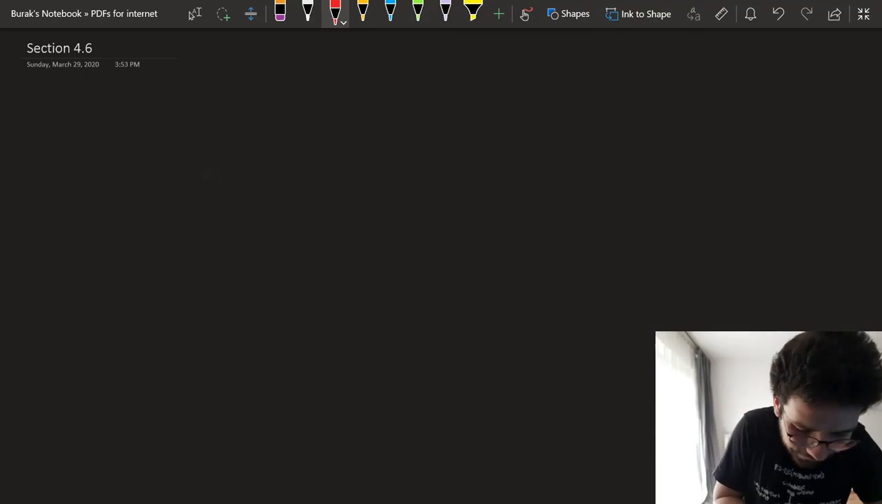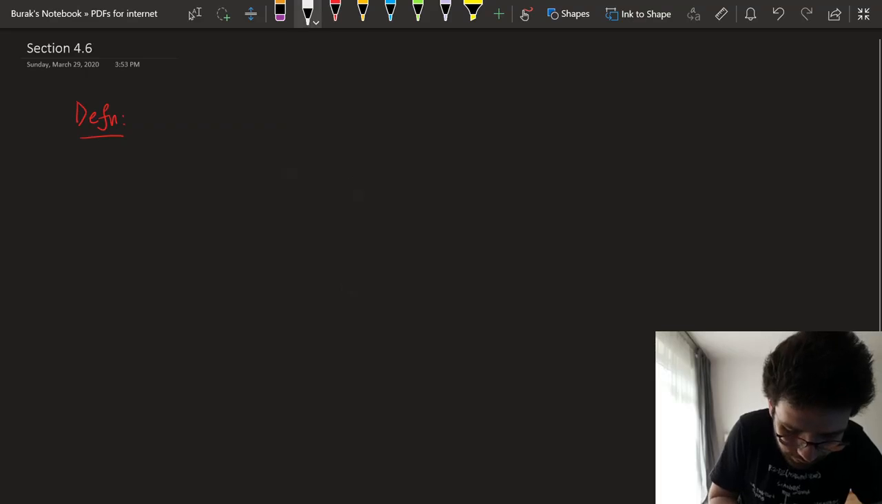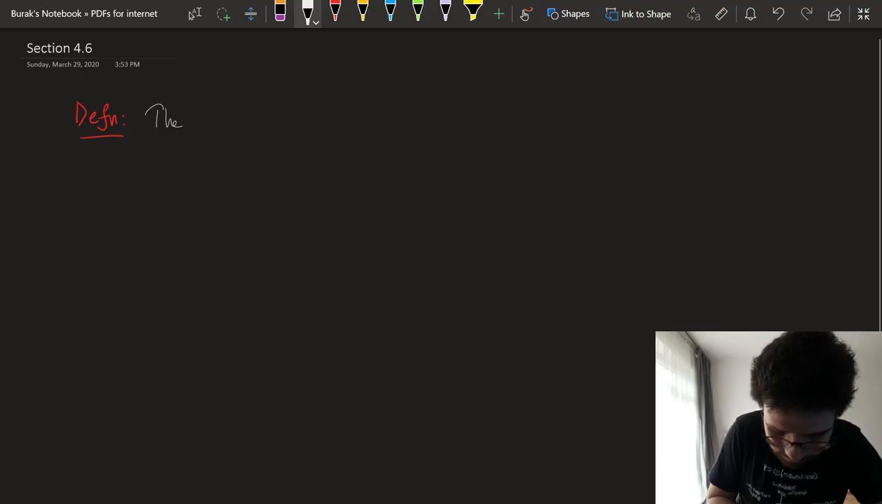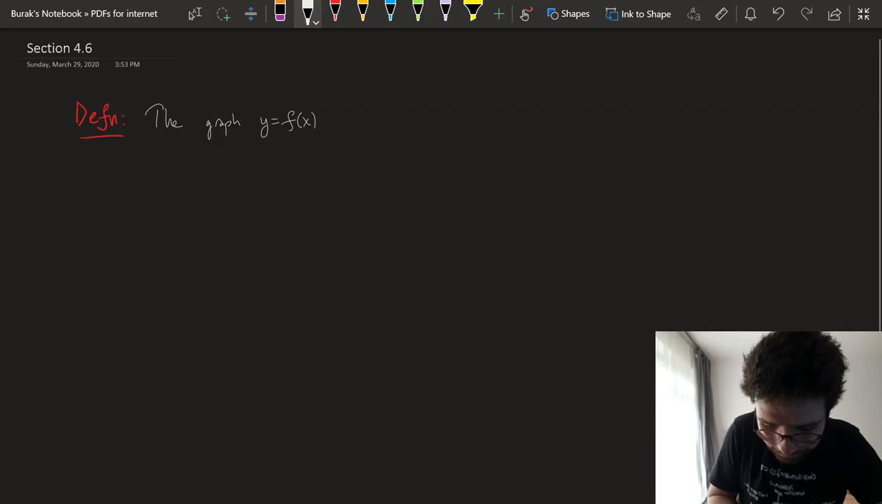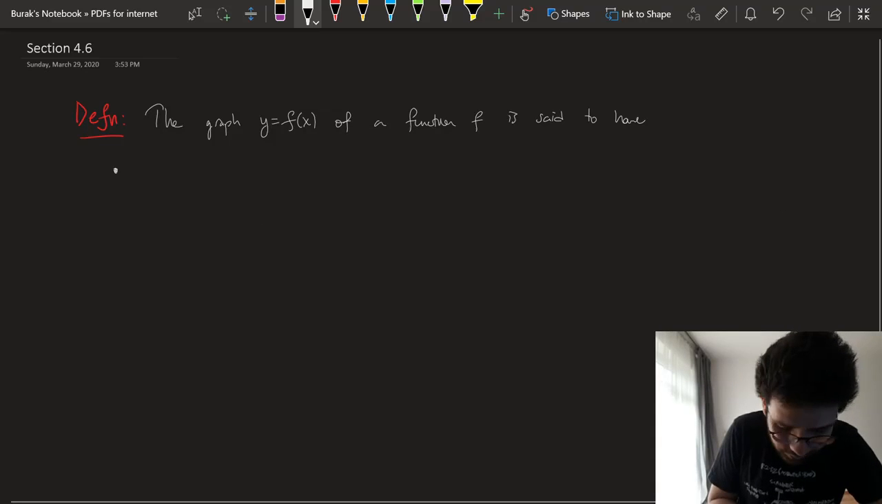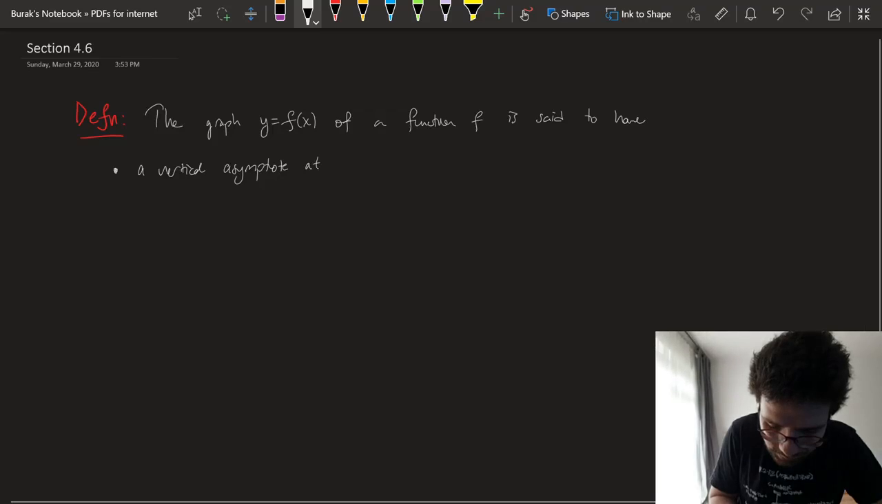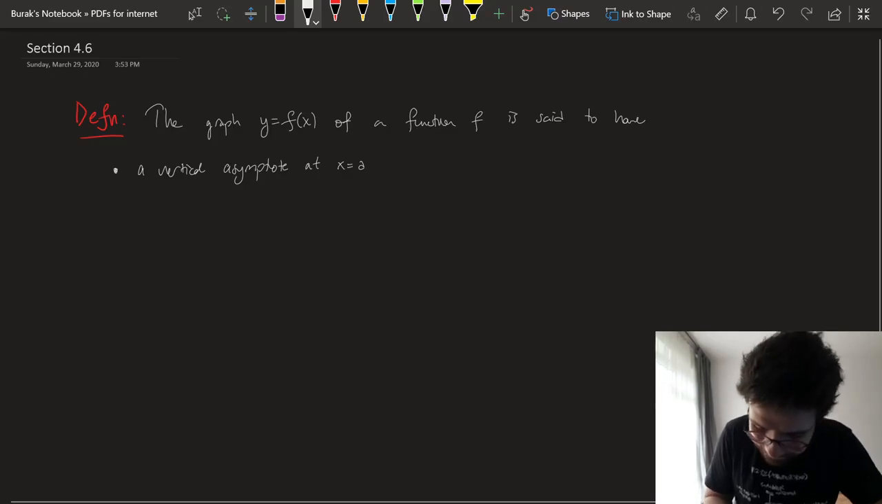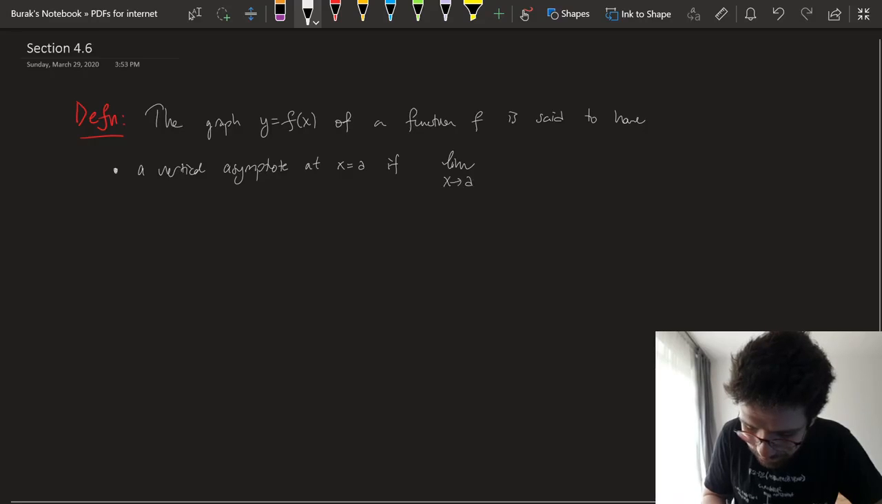So, a definition. The graph y equals f of x of a function f is said to have a vertical asymptote at x equals a if the limit of your function at a from right or left is one of the infinities, okay?